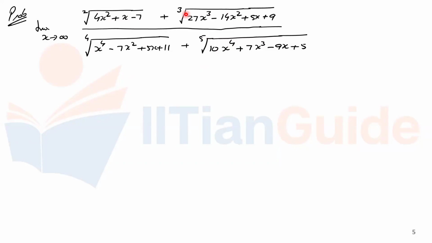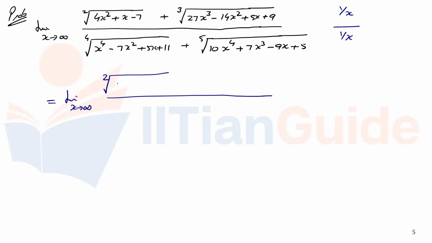Okay. So what I'm saying, I will divide the whole expression, the numerator and denominator, with x or 1 by x. Now I can write limits x tending to infinity. The term 1 by x will go inside the square root term. So it will become x square. So I can write square root of 4, x 1 by x has become 1 by x square. It has gone inside the square root. So 1 by x minus 7 by x square.